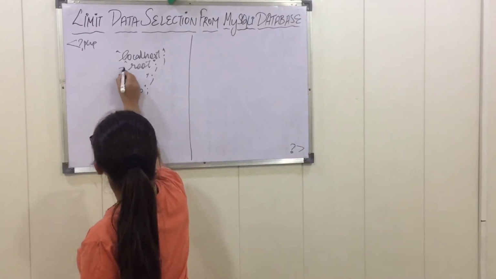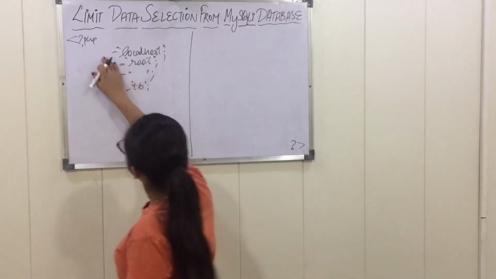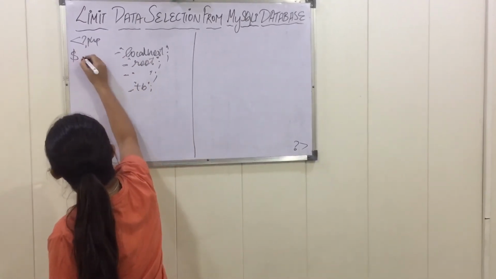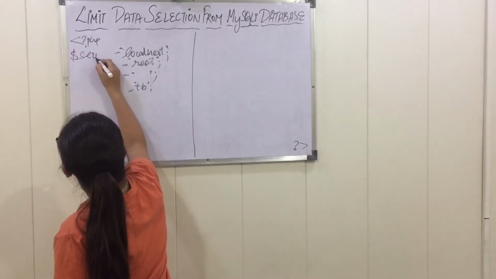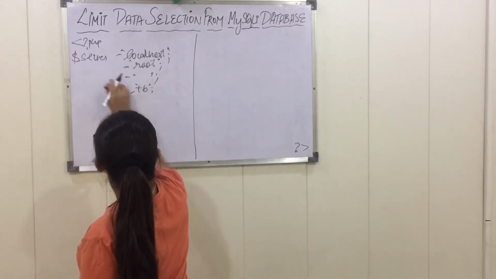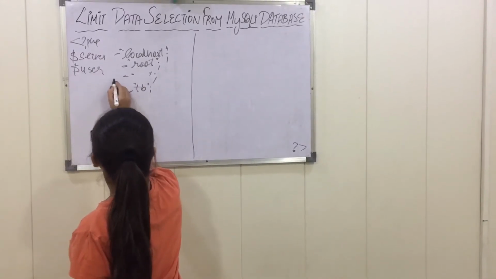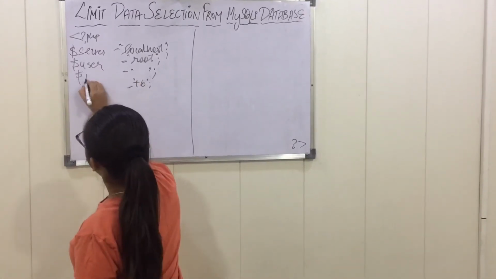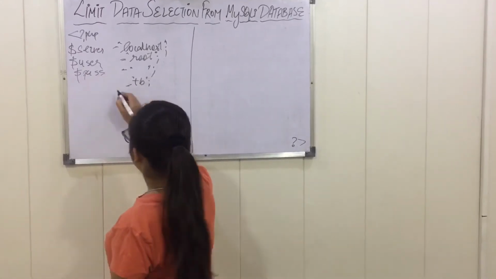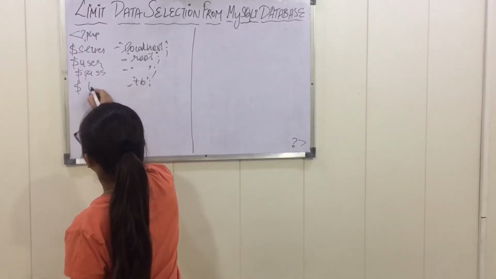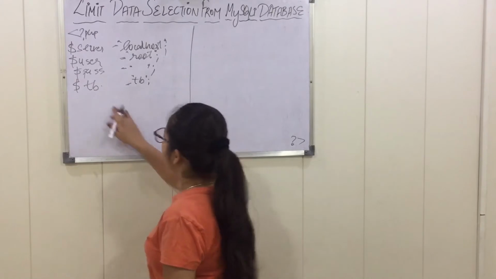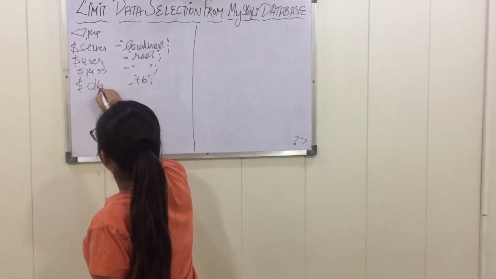After that we will put these into variables. Suppose localhost is the server, so that is $server. Next is root, that is our username, so we will write here $user. This is our password, so we will write here $pass. After that, this is the database name, so we will write here TB or DB, that is the database name.